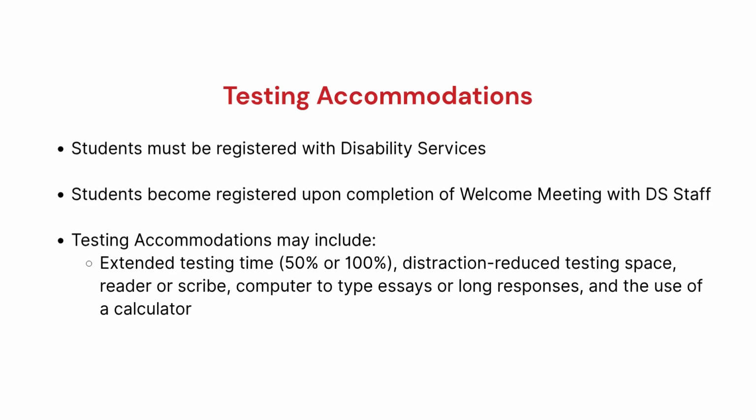Students must register with Disability Services in order to be approved for testing accommodations. Students will complete a welcome meeting, which indicates that they are officially registered with our office. In the welcome meeting, our staff will review documentation submitted and determine if the student qualifies for testing accommodations, and if so, the approved testing accommodations will be discussed. Testing accommodations may include extra time on quizzes or exams, a distraction-reduced testing space, a reader or scribe, a computer to type essays or long responses, and the use of a calculator.